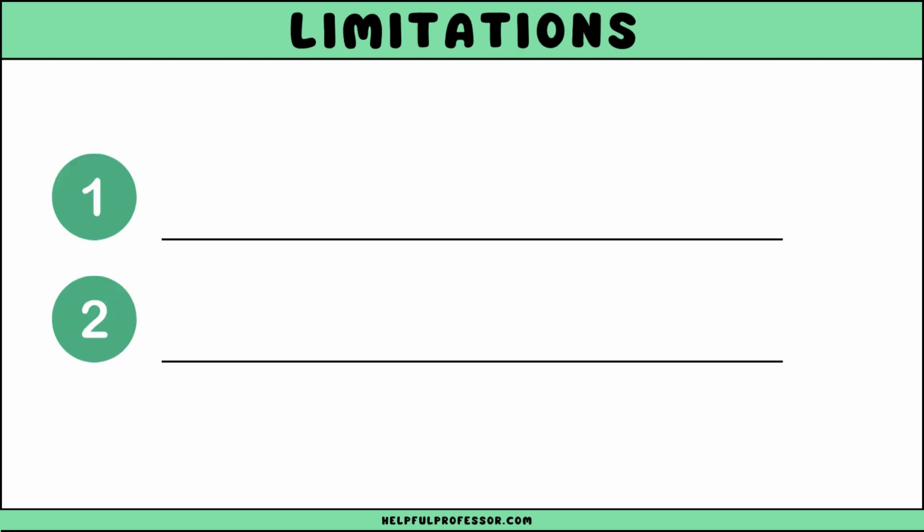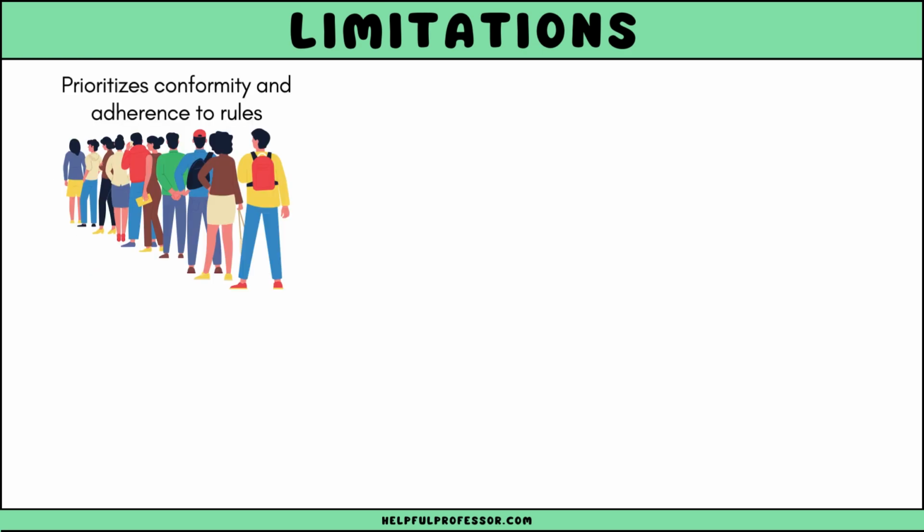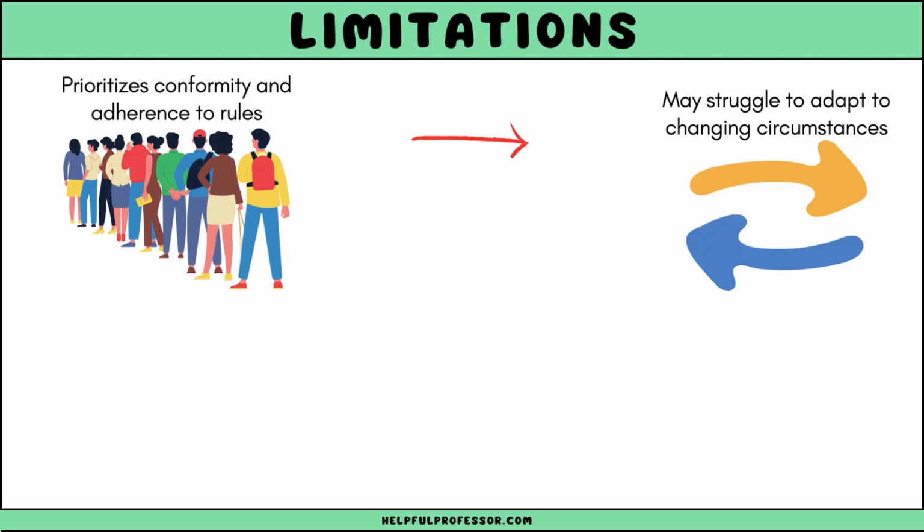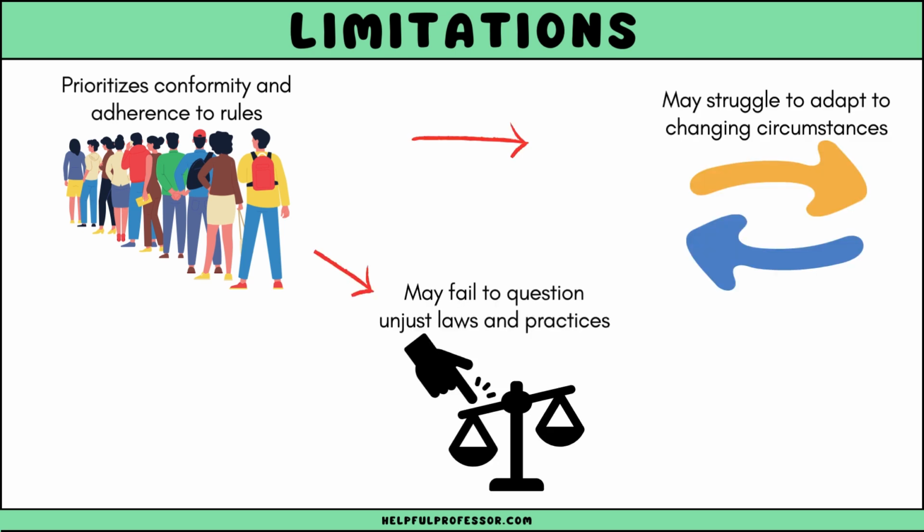However, conventional morality has limitations. One major limitation is rigidity. Since individuals at this stage prioritize conformity and adherence to rules, they may struggle to adapt to changing circumstances or question unjust laws and practices.